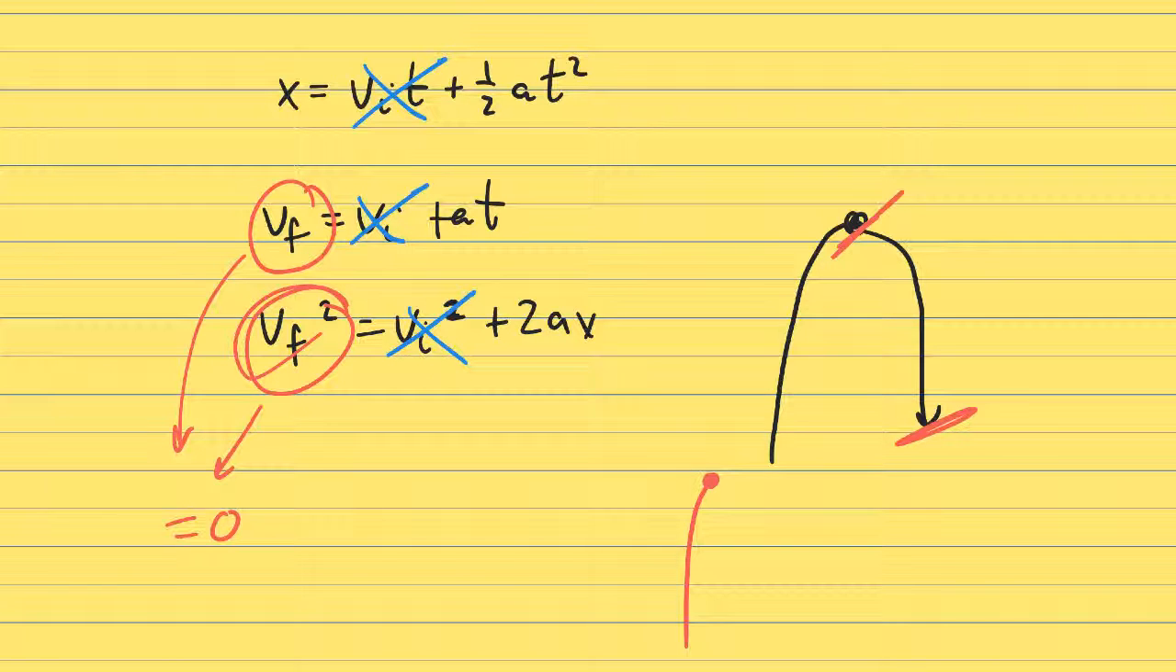Okay? Again, VI would have a value now, though, because you're launching it from the ground. So here we go. Let's look at the problem. This object is launched from the ground with some initial velocity. It's on the way up, and we're trying to find max height.